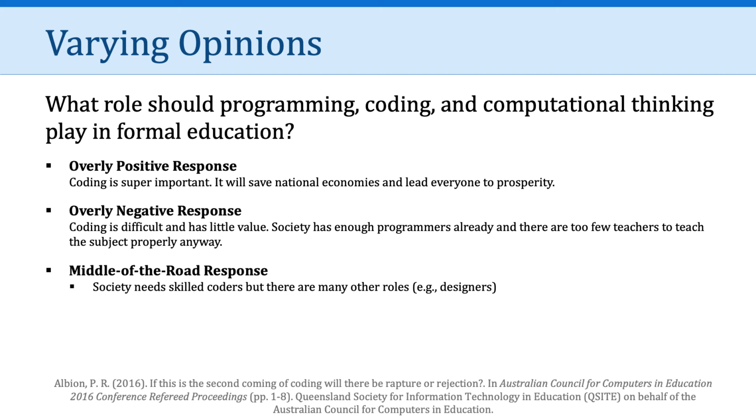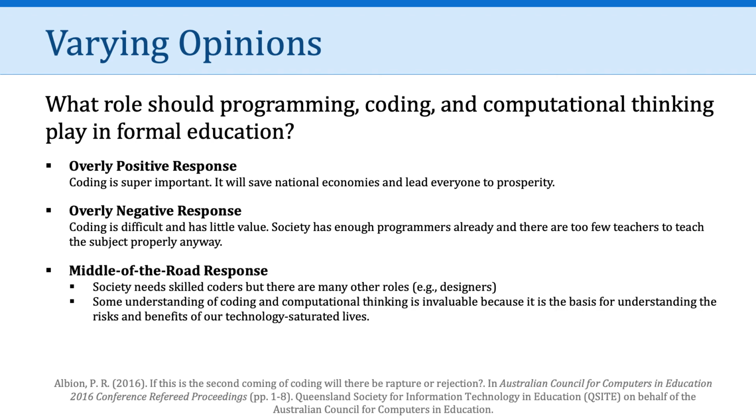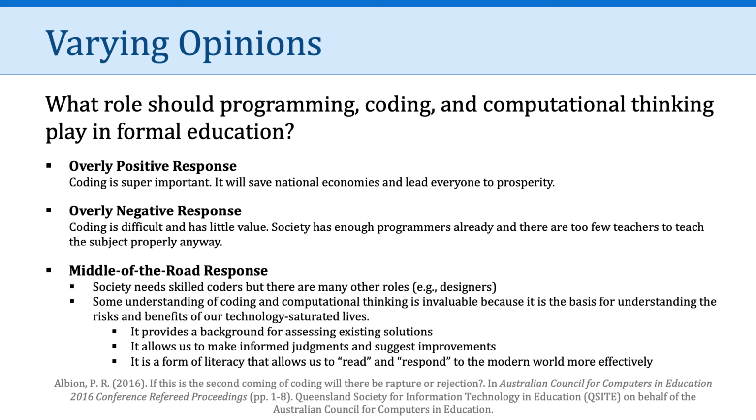Albion argues that the sane response is more middle of the road. And he points out that yes, society needs coders, but there are also many other roles, such as designers and marketers and analysts that go along with jobs associated with computer science and programming. He also argues that some understanding of coding and computational thinking is invaluable because it is the basis for understanding the risks and benefits of our technology-saturated lives. And in fact, knowing a little bit about coding and computational thinking provides a background for assessing existing solutions. It allows us to make more informed judgments and to suggest improvements about the ways technology and computer programs work. And Albion argues that it is a form of literacy that allows us to read and respond to the modern world more effectively.